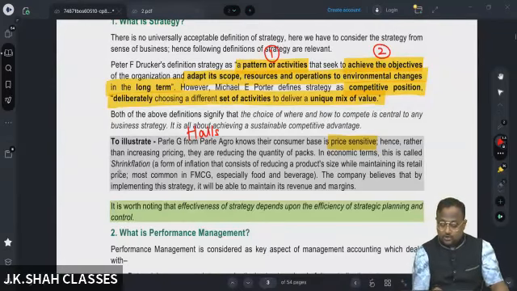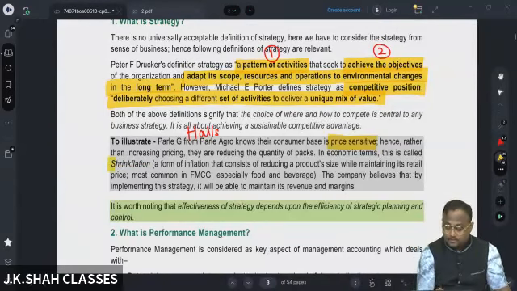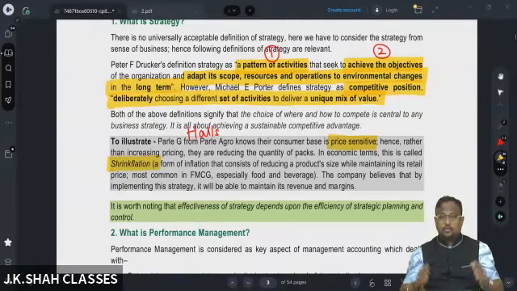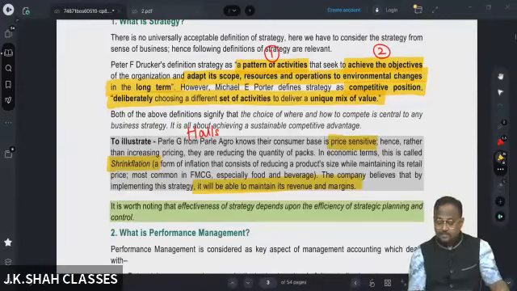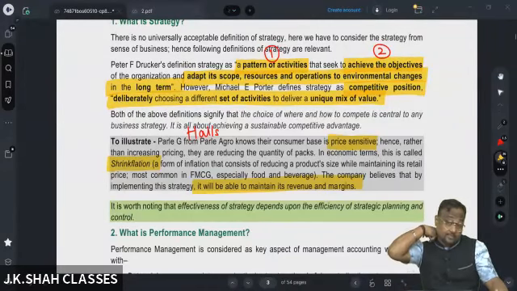In economic terms, this is called shrinkflation. You shrink the quantity, you reduce the quantity, and charge the same price, which is generally used by FMCGs to be there in the market. With this, they think that they will be able to maintain their revenue and margin. Parle G is one example, Halls is another example. In fact, all these toffees and chocolates have started implementing the same thing.